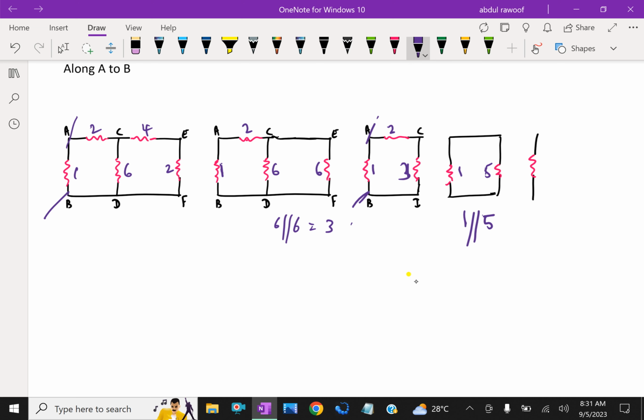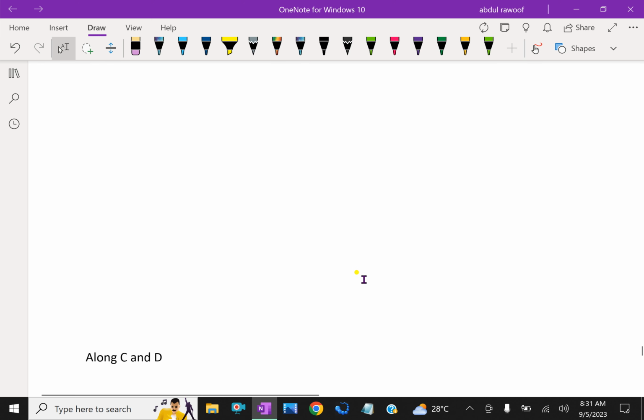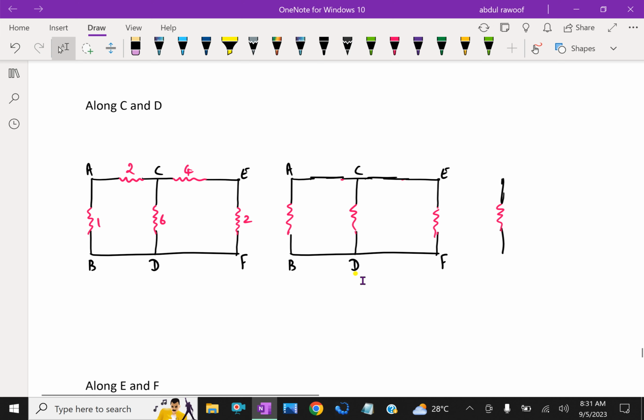parallel, so it gives 5 over 6. That is, A to B is 5 over 6 ohm. Next question, C to D.